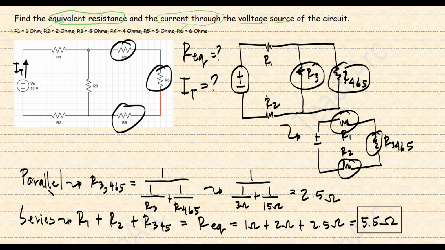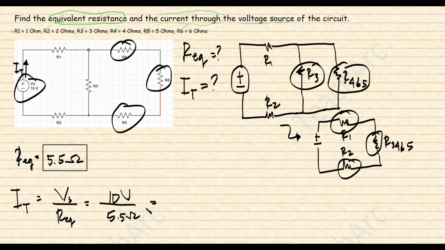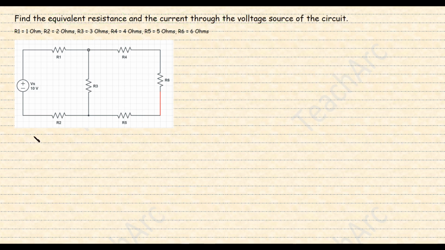Now, to find the total current running through the circuit, we will use the relationship between the voltage source, the total current, and the equivalent resistance. Therefore, we can say that I total is equal to the voltage source divided by the equivalent resistance. The I total now is equal to 1.82 amperes. Now let's try to compare our answer if we will use the arc method.